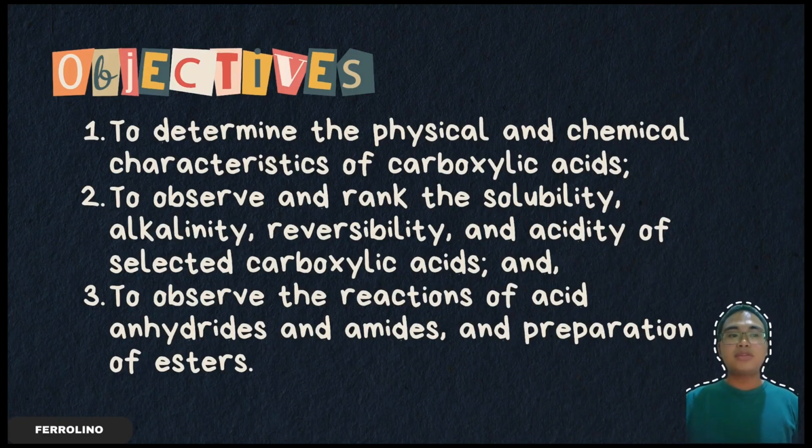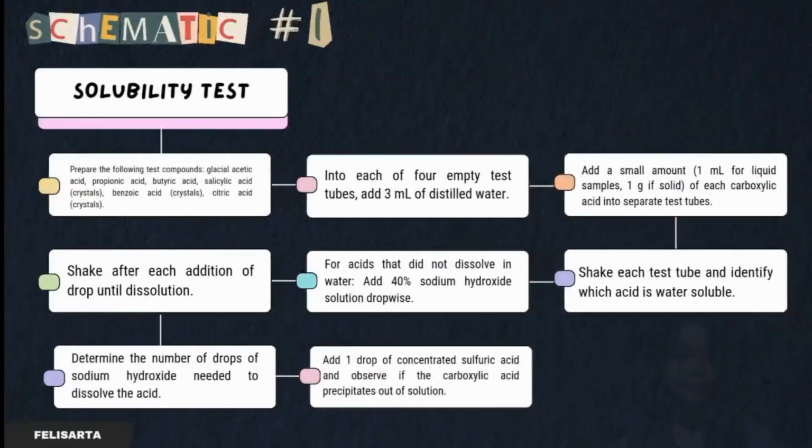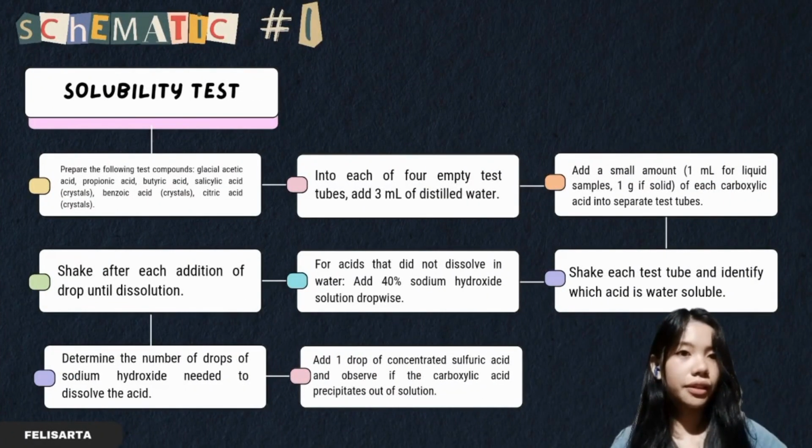The objectives of this exercise are to determine the physical and chemical characteristics of carboxylic acids, to observe and rank the solubility, alkalinity, reversibility, and acidity of selected carboxylic acids, and to observe the reactions of acid anhydrides and amides and the preparation of esters. This is the schematic diagram number 1, the solubility test.